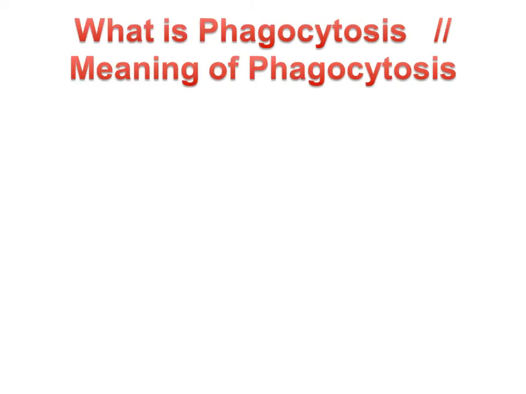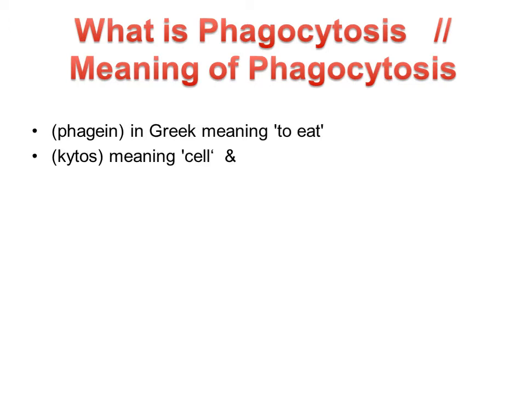What is phagocytosis? Or what is the meaning of phagocytosis? Phagocytosis is made up of three words. Phagen in Greek meaning to eat, cytos meaning cell, and osis is a process.